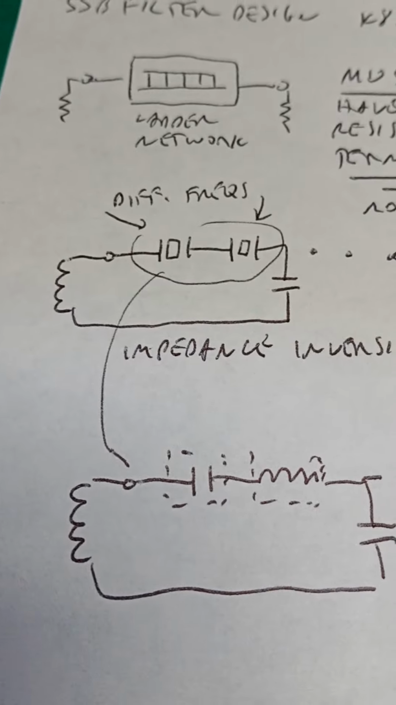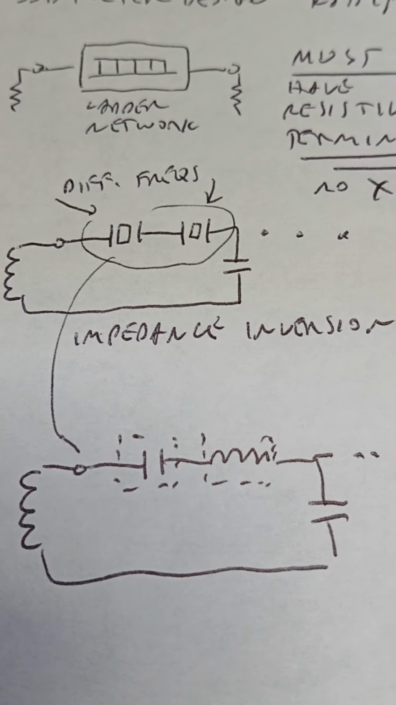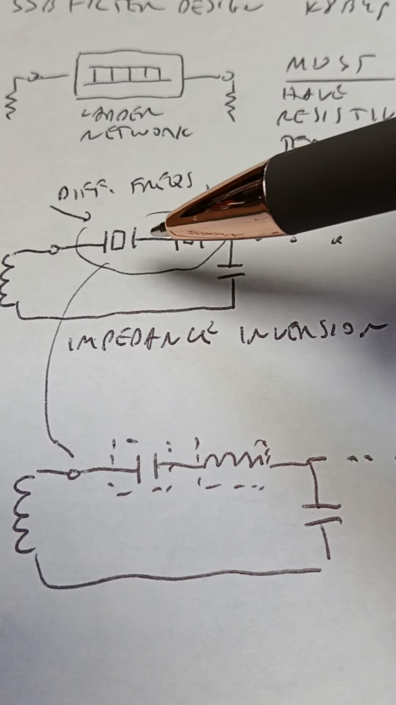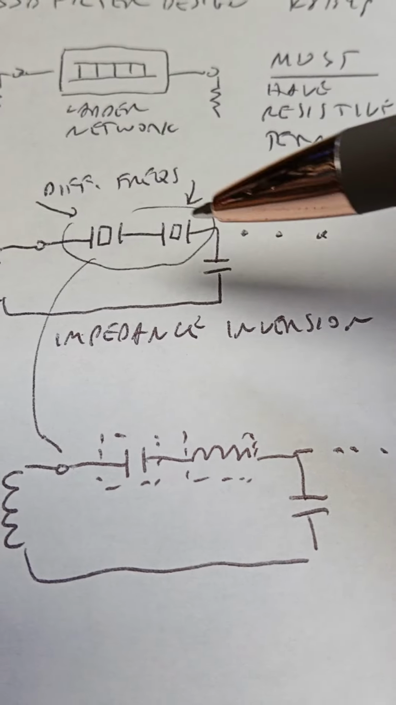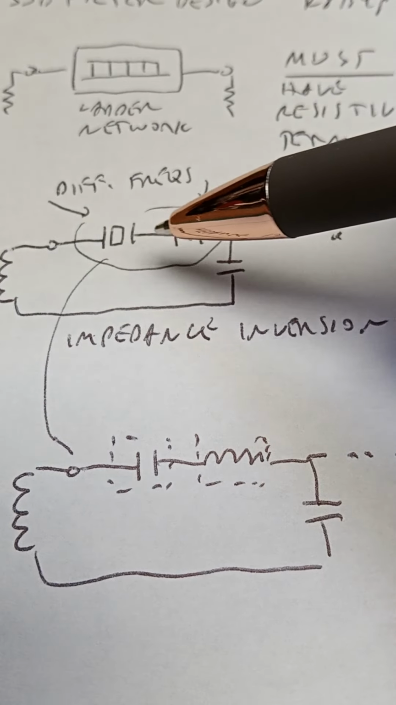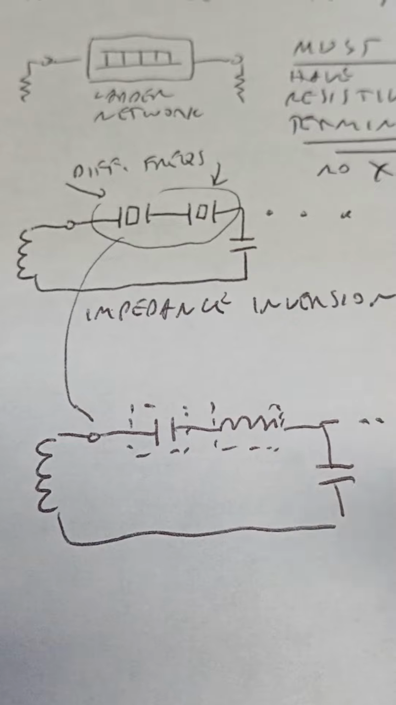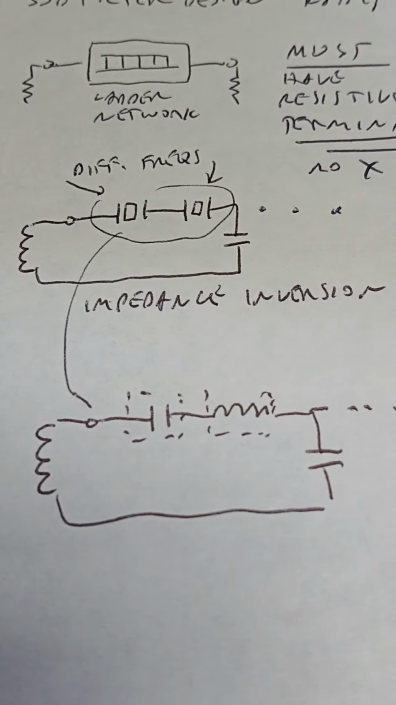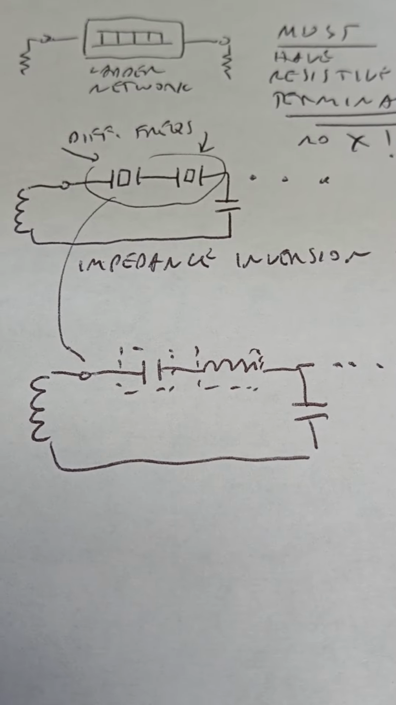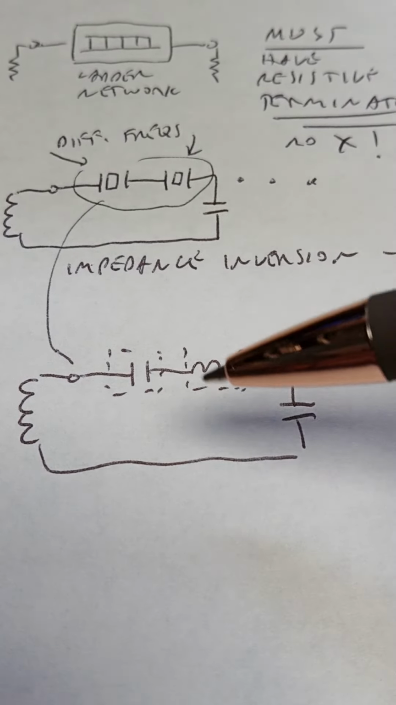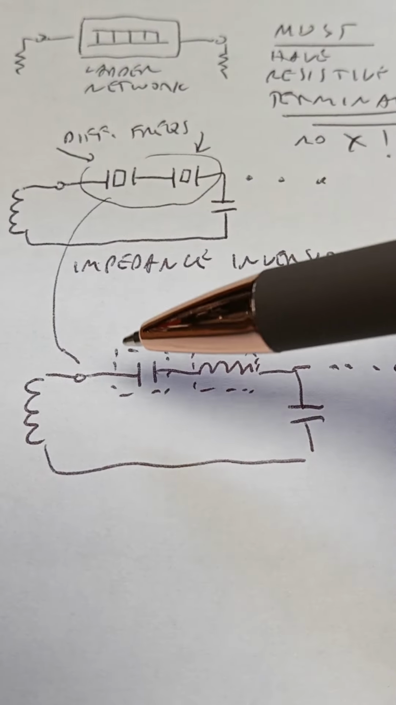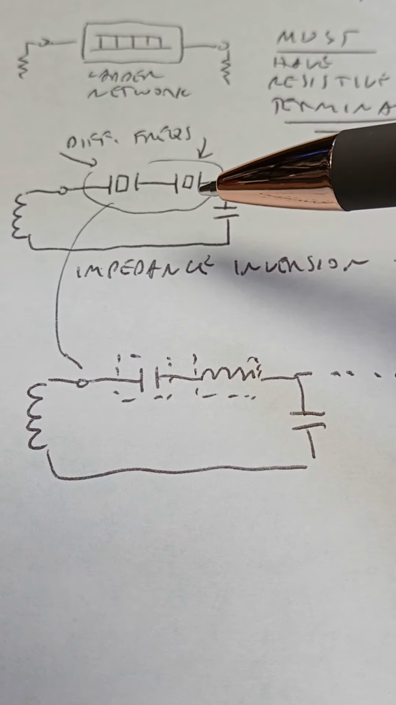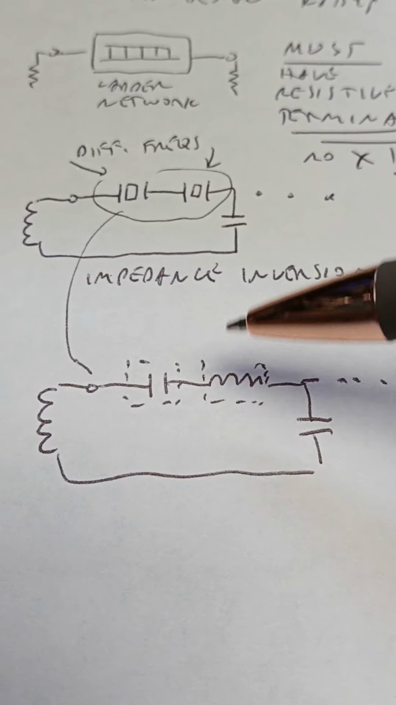When they're separated in frequency, there's no point where they're both resonant. So there's no passing a signal through here because the crystals are resonant. What happens is that at a low frequency, for example, this crystal appears capacitive, and this crystal appears inductive.